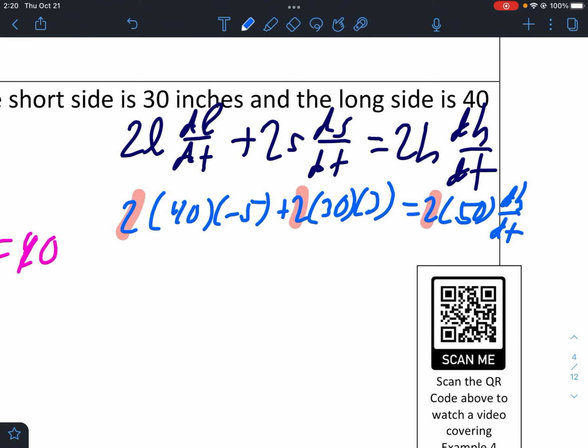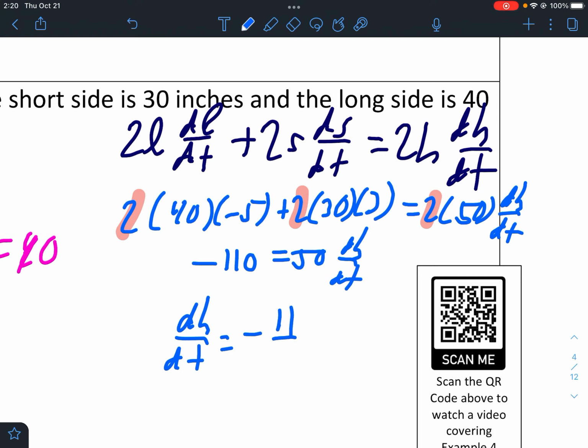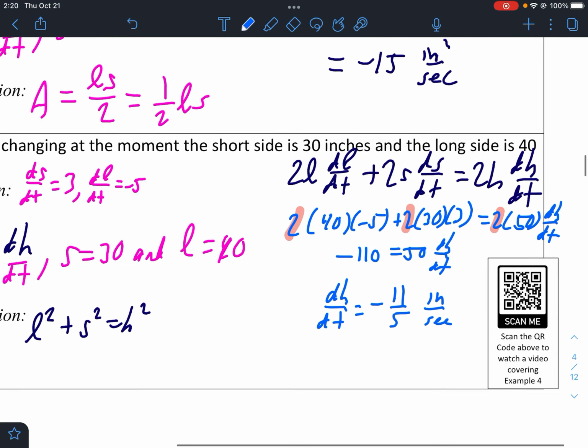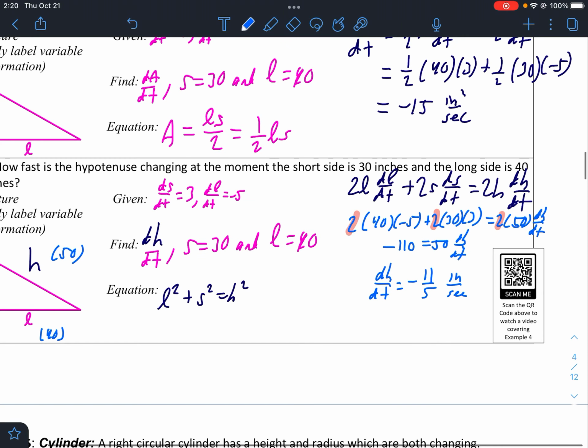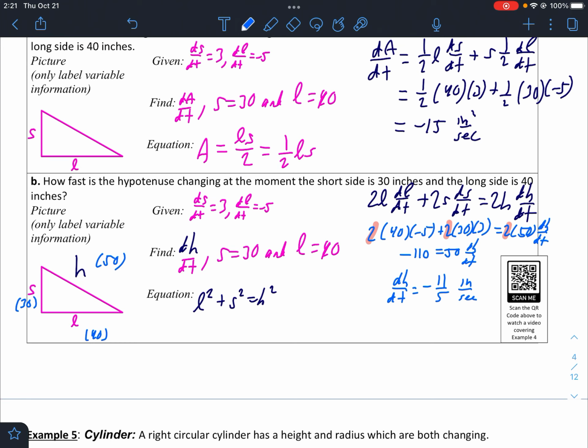You can divide through by 2, make it a little bit easier to work with. Now we're talking about -200 plus 90 equals 50 dH/dt. So that would be -110 equals 50 dH/dt, or dH/dt would equal -11/5 inches per second. Okay, so when the short side is 30 and the long side is 40, the hypotenuse is decreasing at a rate of 11/5 inches per second, or as a decimal, 2.2 inches per second.